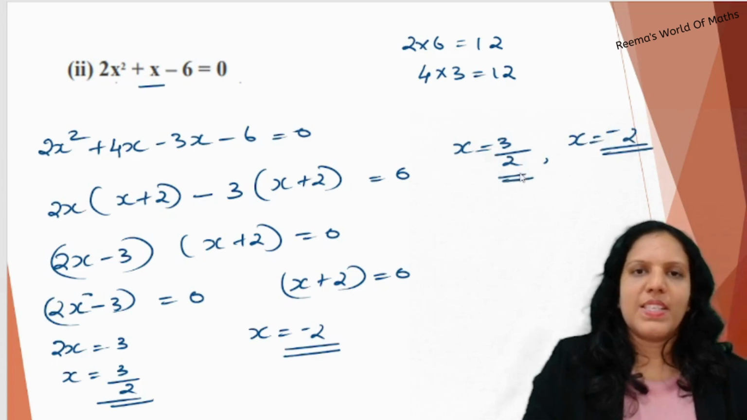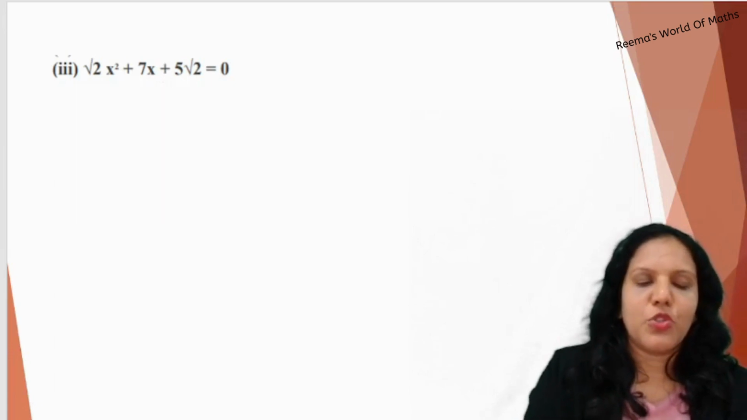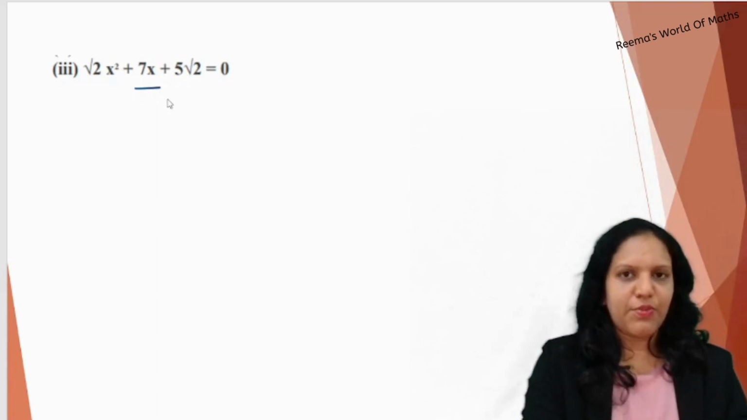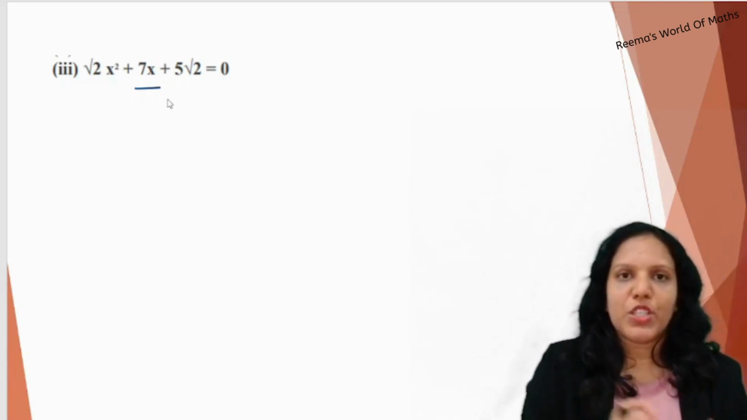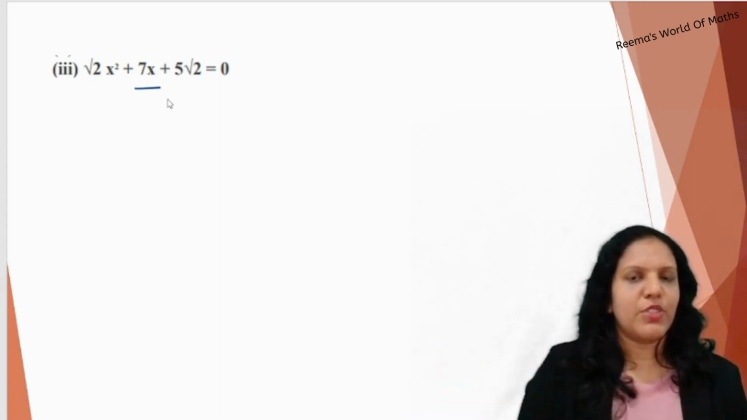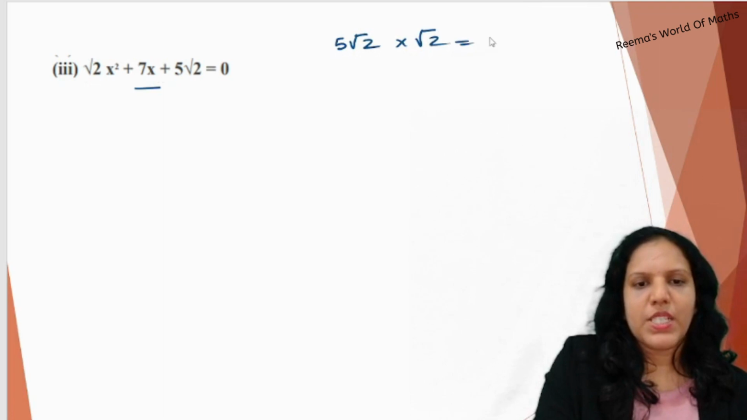Now let's see the next question, the third question: square root of 2 x squared plus 7x plus 5 square root of 2 equals 0. We need to split the middle term, which is 7x, in a way that the product of the coefficients of the split terms is equal to the product of the constant and the coefficient of x squared. The constant here is 5 square root of 2 and the coefficient of x squared is square root of 2, so 5 multiplied by 2 is equal to 10.